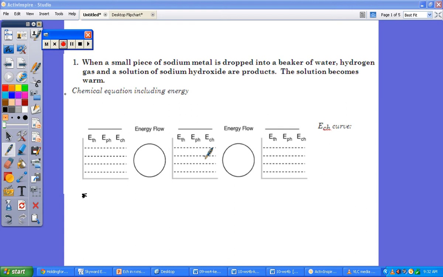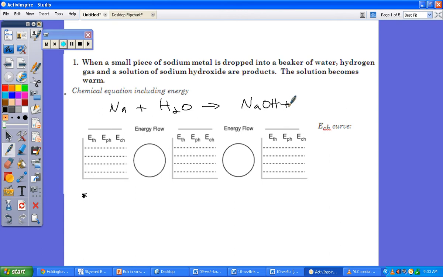When a small piece of sodium metal is dropped into a beaker of water, hydrogen gas and a solution of sodium hydroxide are products. The solution becomes warm. So we have sodium and water reacting together. We have one product that is NaOH and one product that is H2. And as a result of this, it becomes warm, so we have energy as a product over here on the right side. Balancing this equation, we need a 2 here, a 2 here, 2 here.